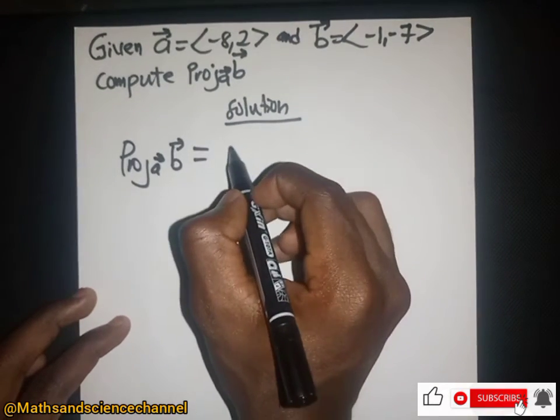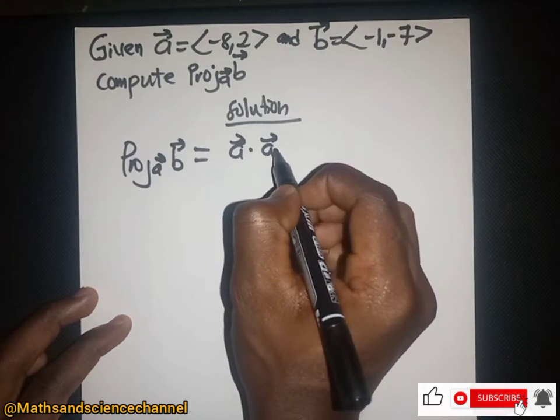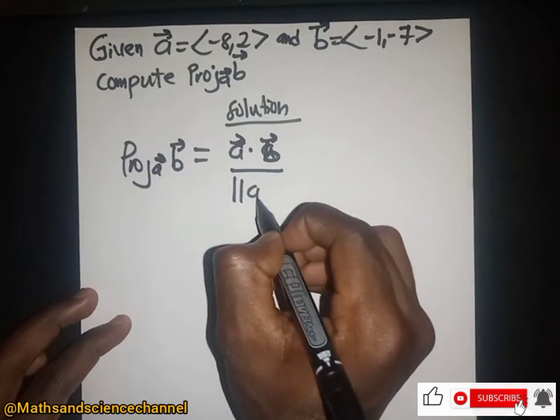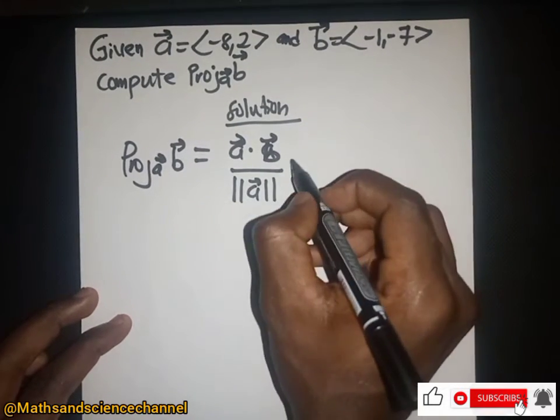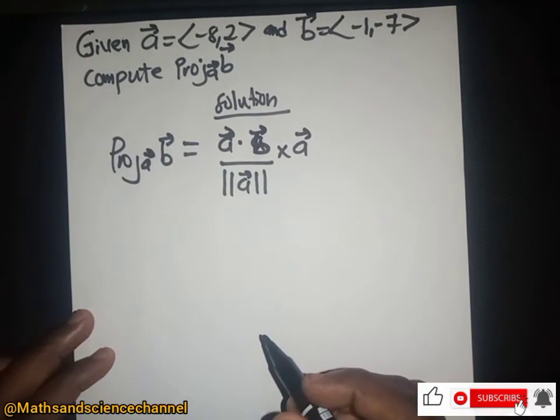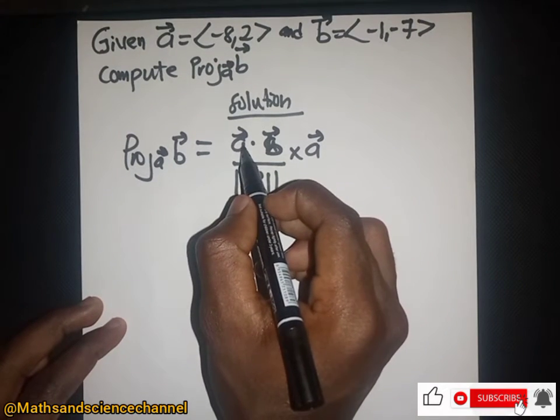The projection is given by the dot product of vector a and vector b, divided by the magnitude of vector a squared, then multiplied by the vector a. So that will be the formula we are going to use in solving this. We realize that we need the dot product of vector a and vector b.